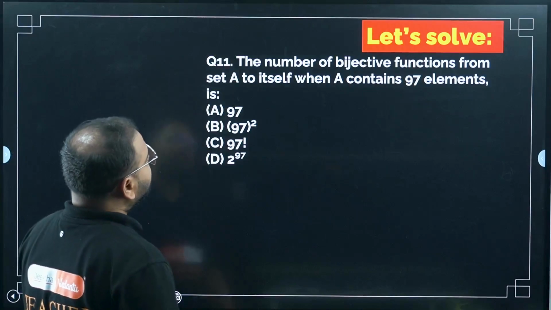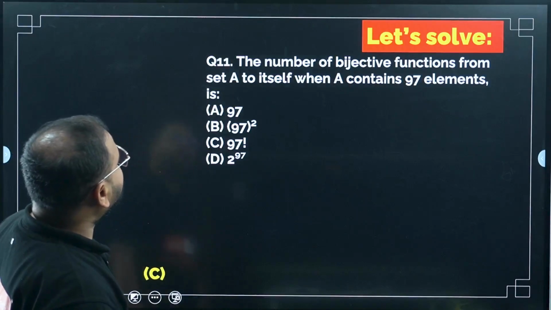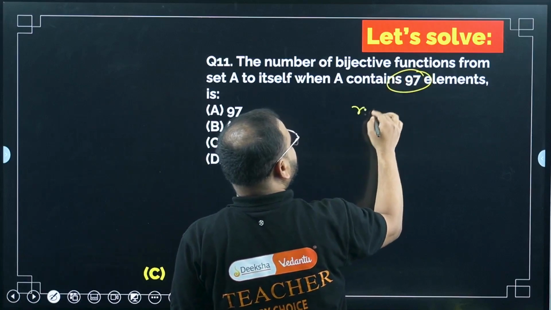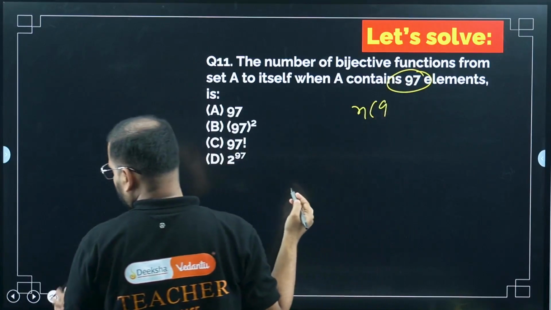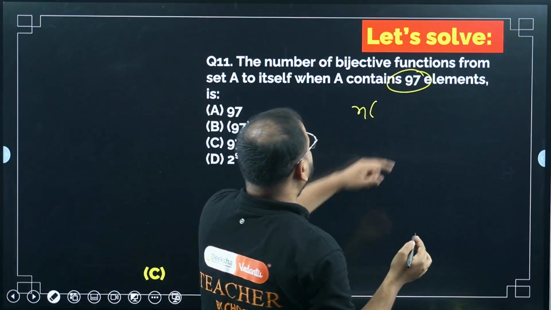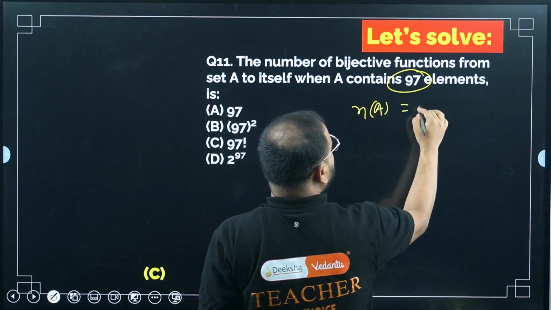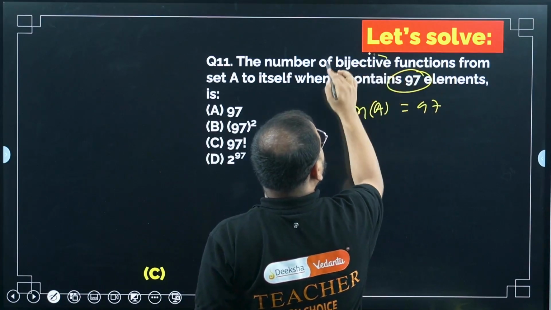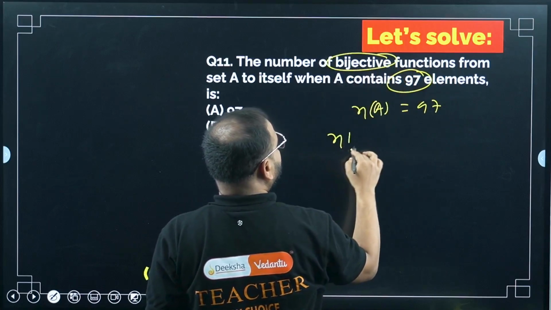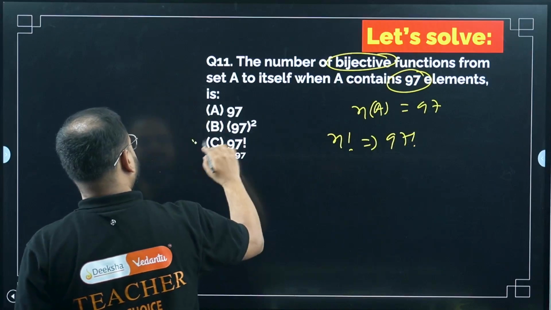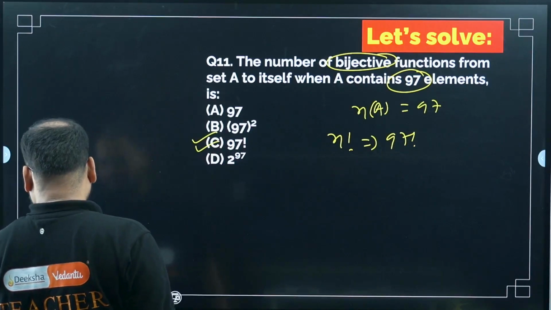11th problem. The number of bijective functions from set A to itself. This is so simple. Set A is having n. Sorry, forgive me. n of A is 97. They are asking us what? Bijections. So n factorial only. How much is that? 97 factorial. Option C. Simple question.